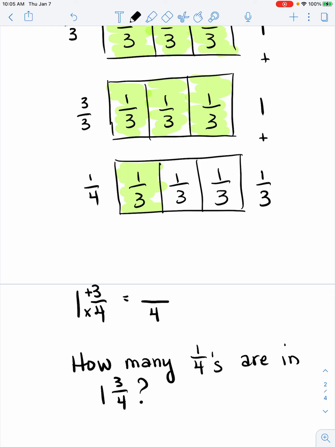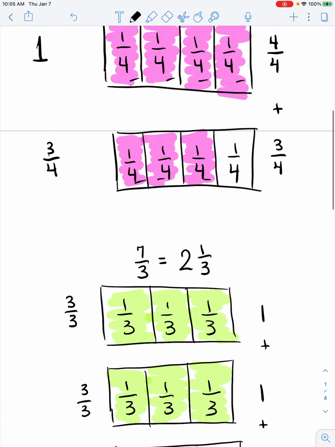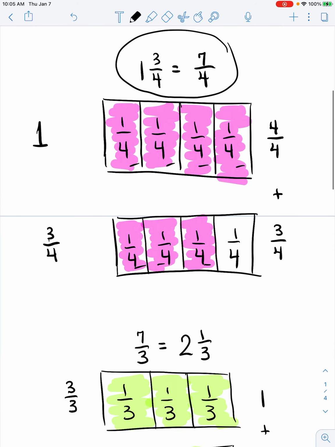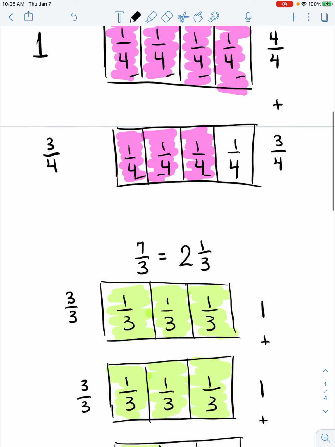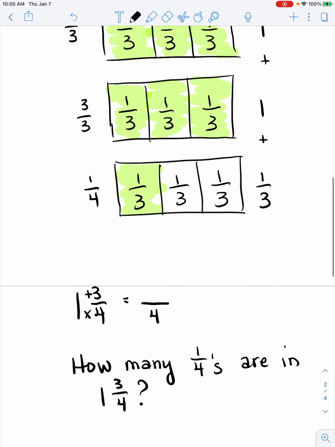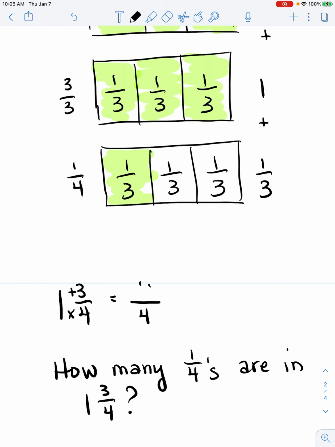Plus the numerator, because that's how many extra pieces there are, right? So there's 1 times 4, which is the whole, plus another 3, because I have 3/4, or 3 pieces left. So 1 times 4 is 4, plus 3 is 7, and that would give me 7/4.